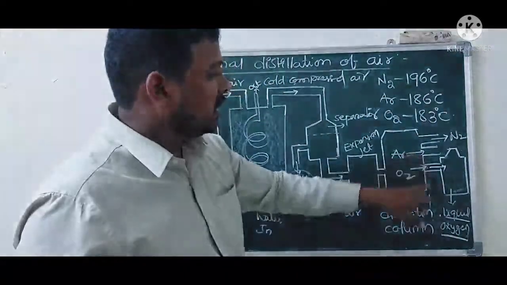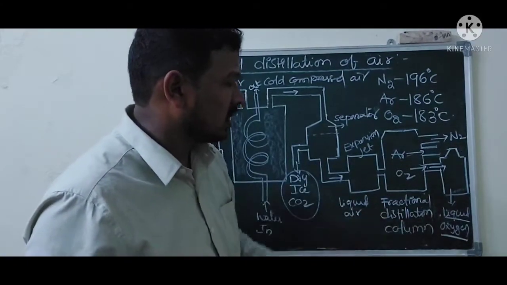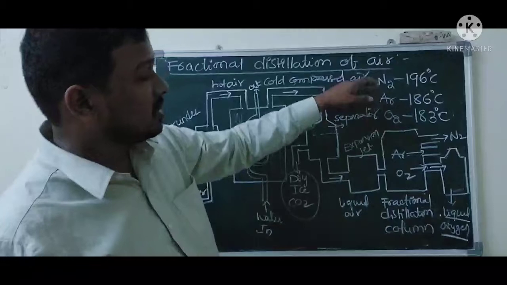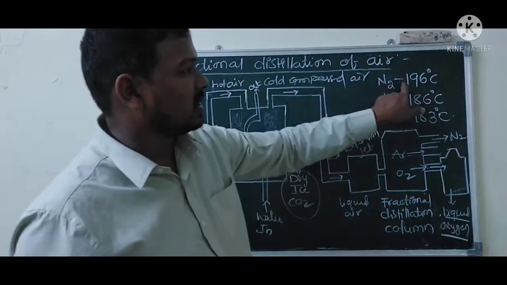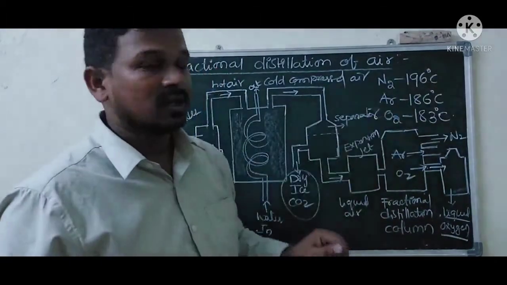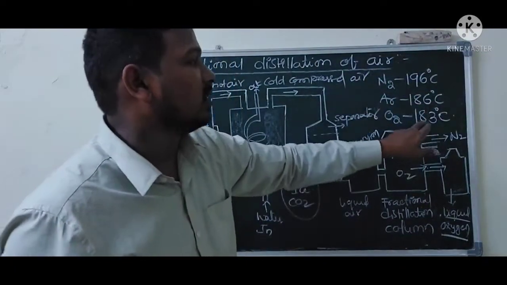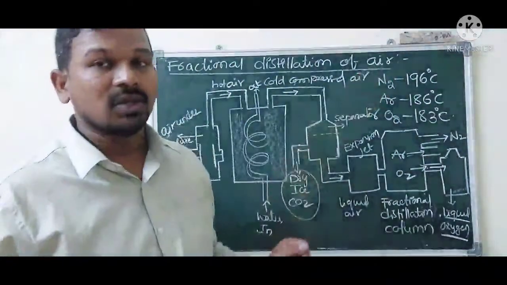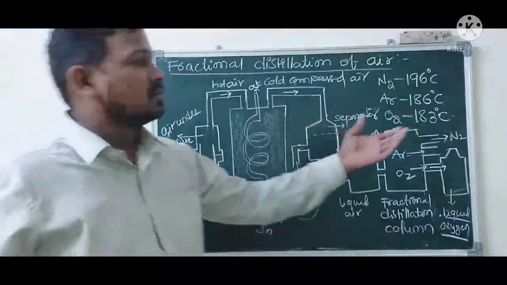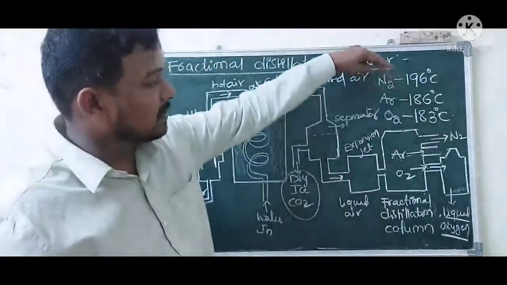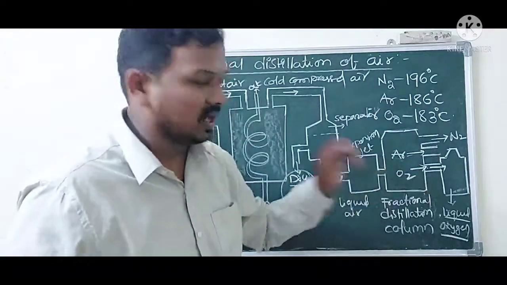Here we separated the gases from the air with the help of the fractional distillation column. How did we separate them? Based upon their boiling points. Nitrogen has the lowest boiling point of minus 196 degrees Celsius, argon followed that, and oxygen followed that at minus 183 degrees Celsius. Why? Because they are very cold. Because of the compressor, the boiling points are in minus degrees. Based upon the boiling points, we separated the gases from the air.